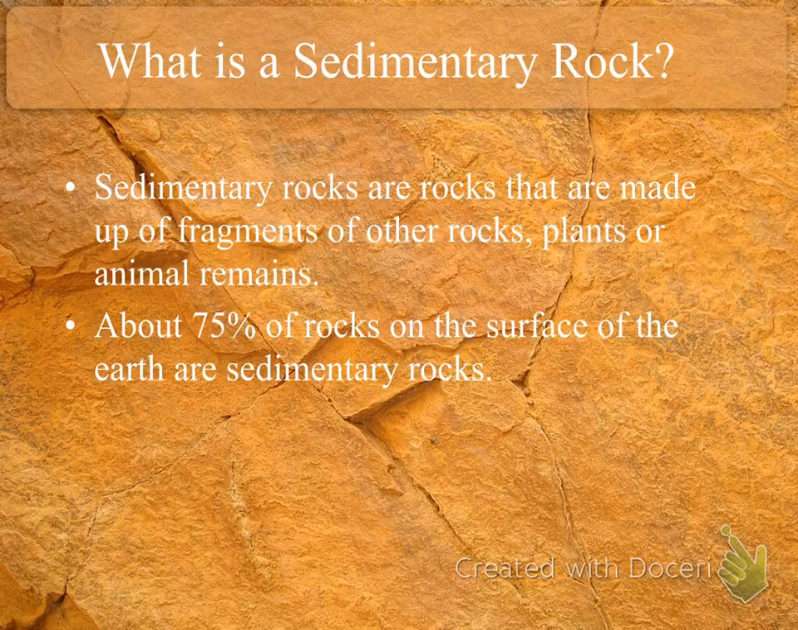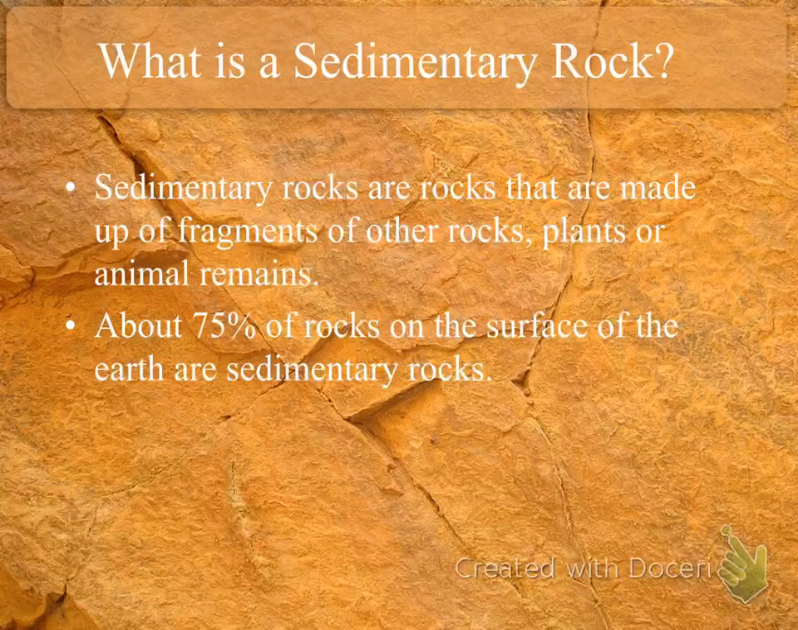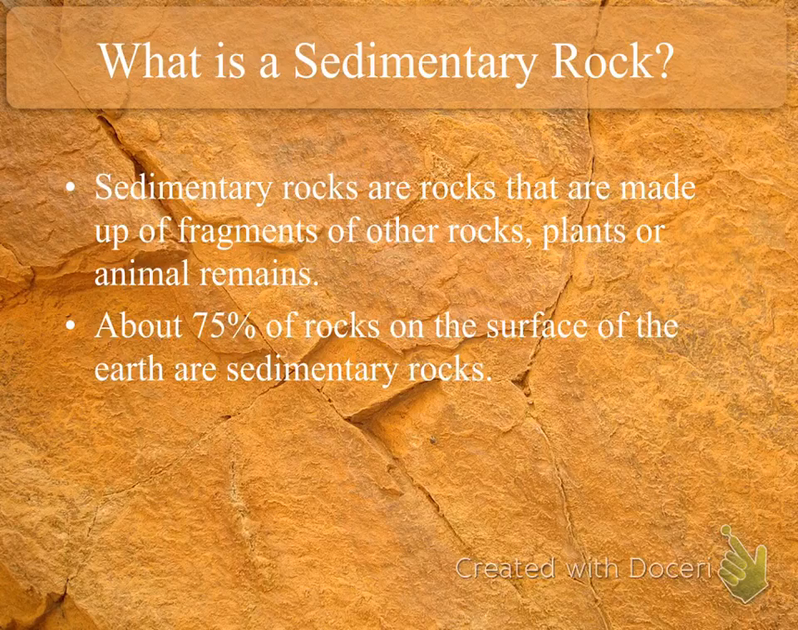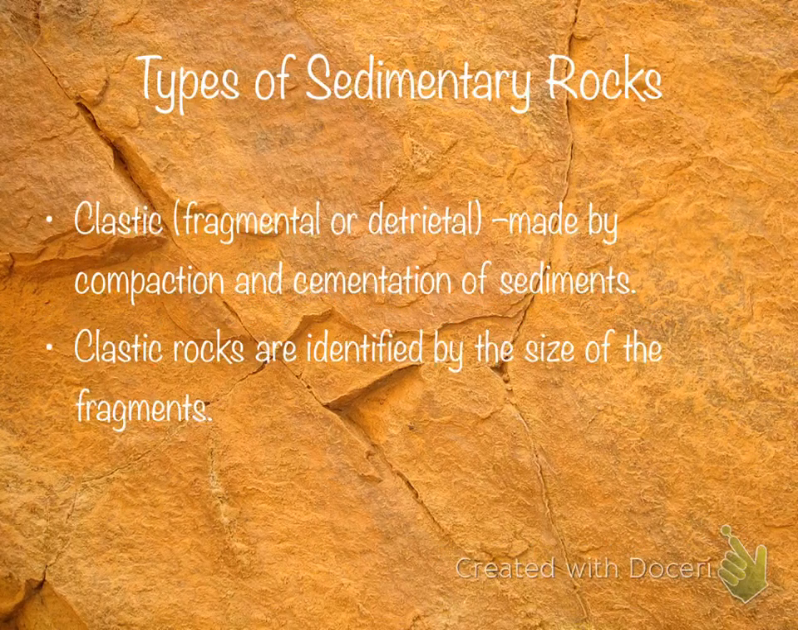So first, a brief review of what a sedimentary rock is. Remember, a sedimentary rock is a rock that is made up of fragments of other rocks, plants, or animal remains. Sedimentary rocks make up about 75% of the rocks on the surface of the earth. That doesn't mean that 75% of all rocks on earth are sedimentary rocks. That's just on the surface. So you go beneath the surface and you start getting the other types of rocks.